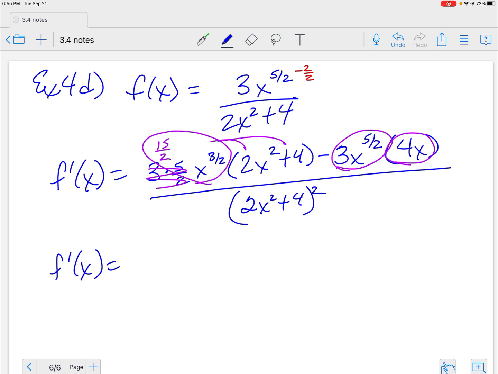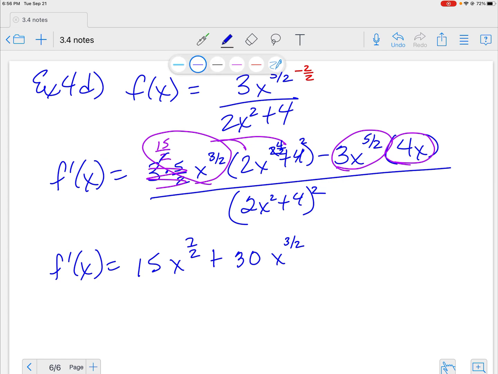So 15 halves times 2 is just 15. Your like bases, 3 halves times 2. If you get that common denominator, that would be 4 halves. So I have x to the 7 halves. Plus 2 goes into 4 2 times. So 2 times 15 would be 30. And then x to the 3 halves. Do you see what just happened there?